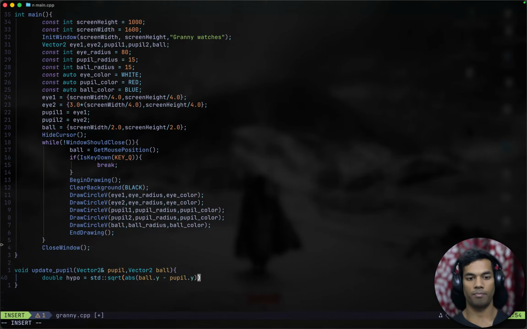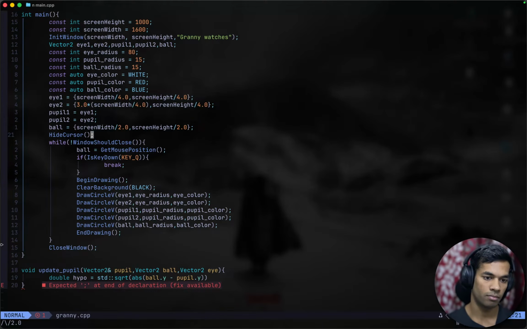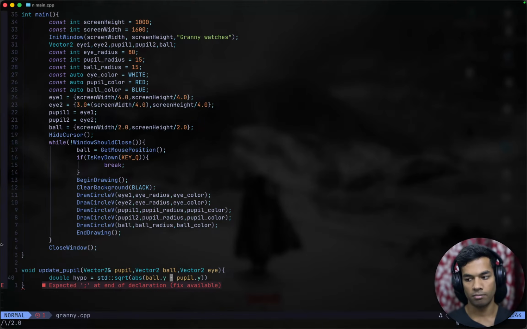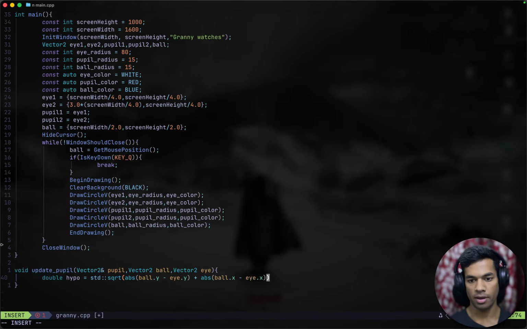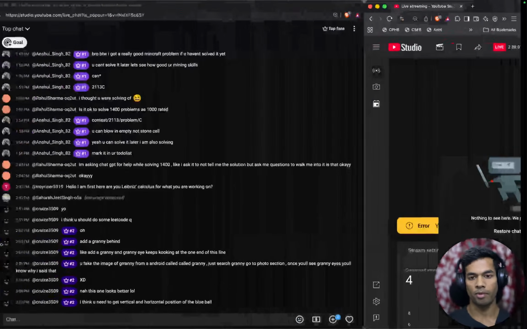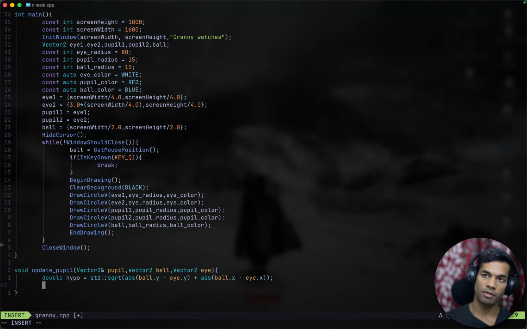No, not pupil, but I, because that is our middle value. I comma y plus absolute value of ball comma x minus I comma x. Okay, that is nice. And okay, we have the hypotenuse, right?